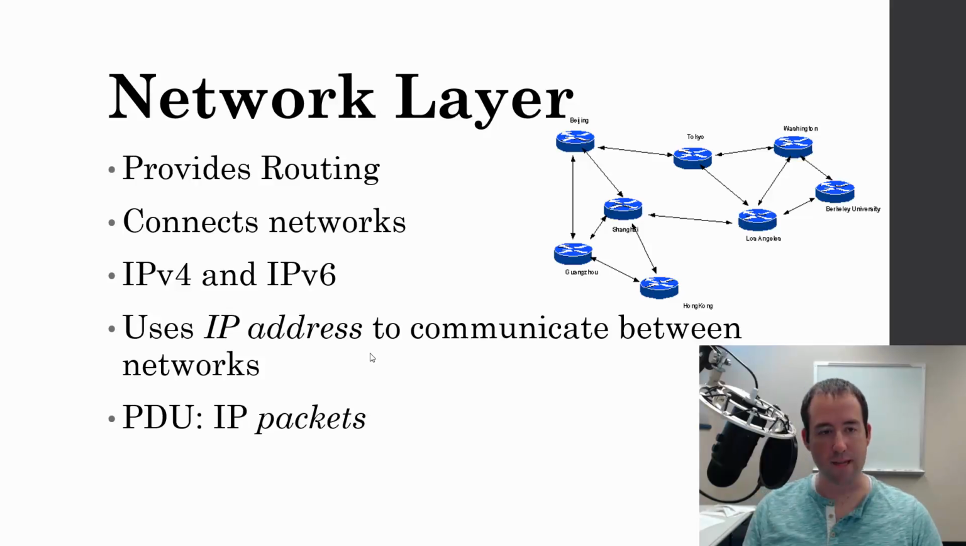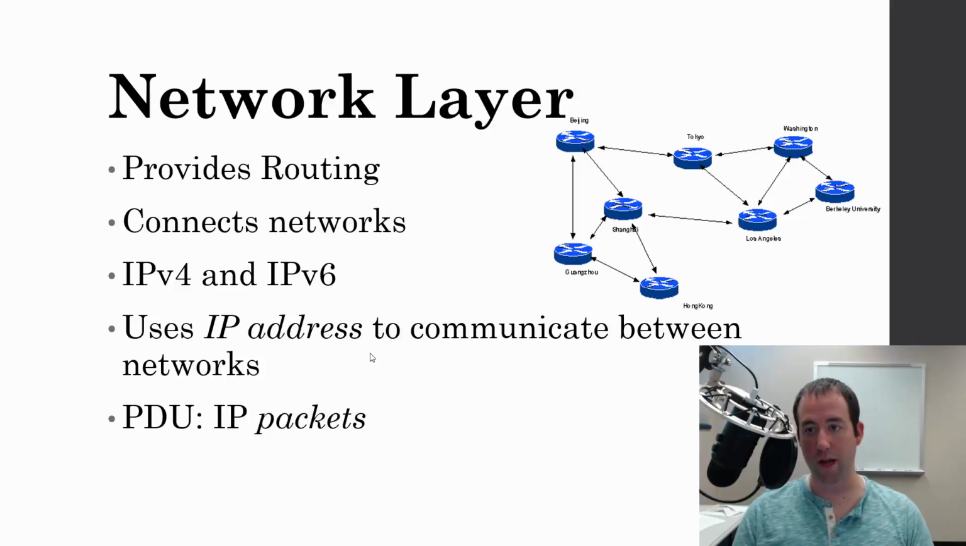The primary protocols at the network layer are IPv4, Internet Protocol version 4, and Internet Protocol version 6. And later on, we're going to spend a lot of time talking about the differences between IPv4 and IPv6, but that's for a different day. And because IP is the protocol, IP addresses is the address used at that layer. And the PDU is called a packet.